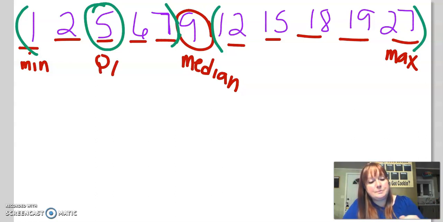It's Q1. And then if I find the median of the top or the middle number of the top half, again, the middle number is 18. So this is my third quartile.